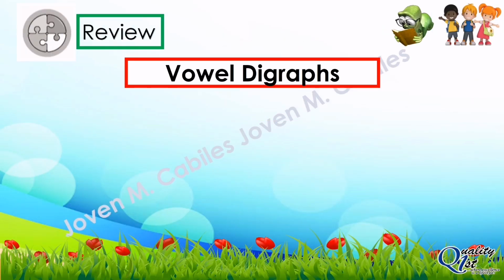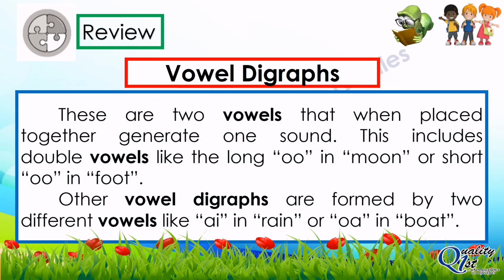But before that, let's have a short review of what you have learned last time. We have vowel digraphs. When we say vowel digraphs, these are two vowels that when placed together generate one sound. This includes double vowels like the long oo in moon or short oo in foot. Other vowel digraphs are formed by two different vowels like A in rain or O in boat. Alright?